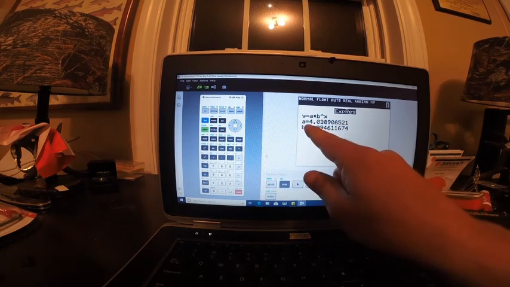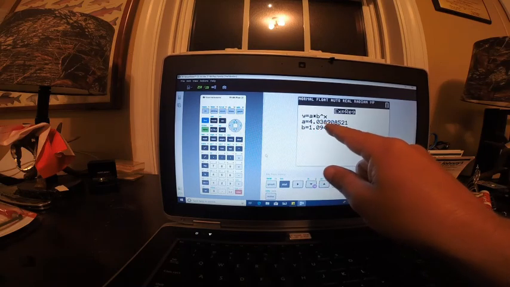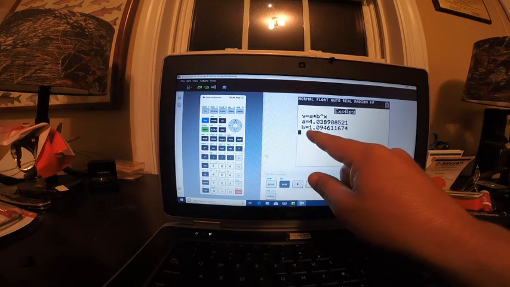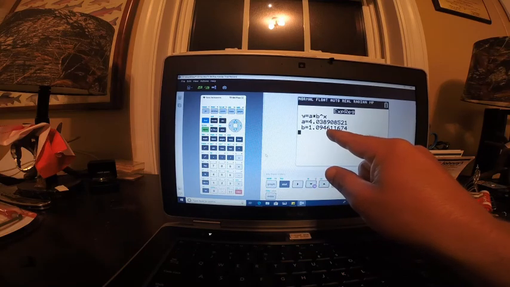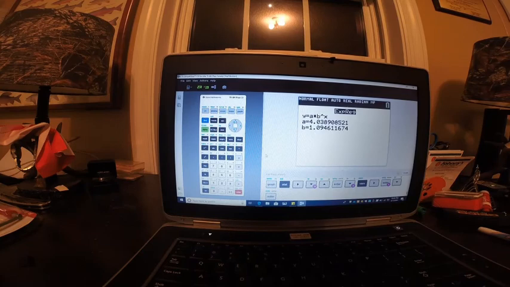Hit enter to calculate it, and it tells me my function is set up as y equals a times b raised to the x, where my a is 4.0389 and my b is 1.094611674, approximated. So the a here, 4.0389, is going to go where this a is at. This b, this 1.09, is going to go where this b is at. You're going to leave the y and the x alone. And I'll write this on the board so you can see it.